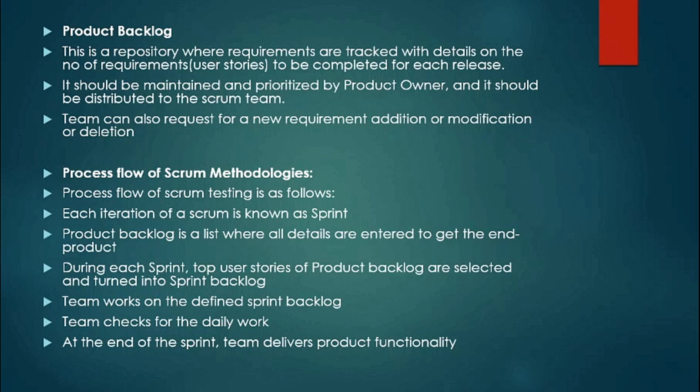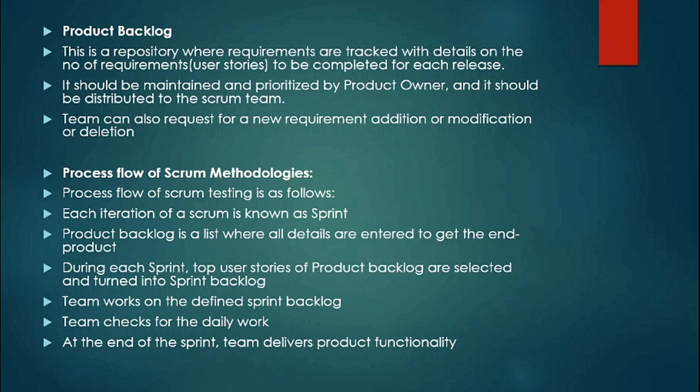Now let's understand the process flow of Scrum methodology. So the process flow of Scrum testing is as follows. Each iteration of a Scrum is known as a sprint, and the product backlog is a list where all details are entered to get the end product.